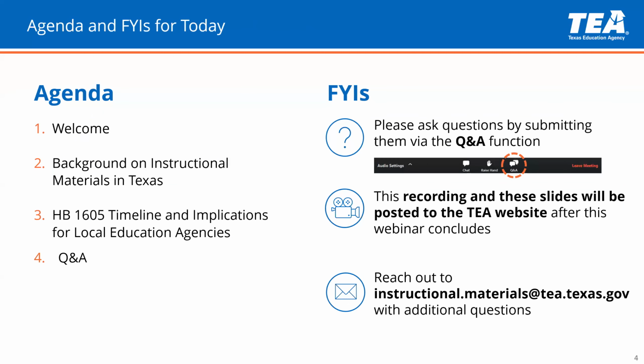In today's agenda, we've covered the welcome, but we're going to review the background on instructional materials in Texas, which informed a lot of House Bill 1605. Then we'll jump into the 1605 timeline and implications for local education agencies. Today's main audience are local education agencies, right? Districts and charter schools in the state. There are several things in the bill that we will not cover in depth today. However, we will have some future topics to make sure that folks can get more information on what they need.